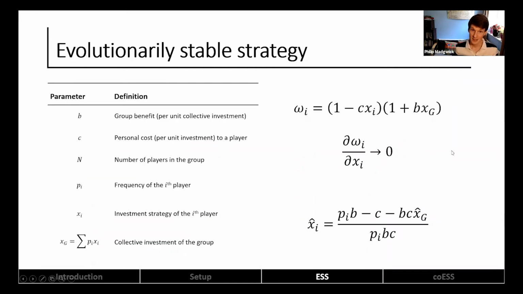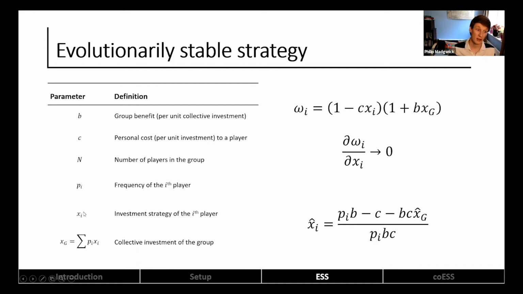And we use a very simple framework which considers all of the parameters we've just discussed. We have this group benefit, we have a personal cost to the player from their own strategy, and we have a certain number of players in the group. Here we suppose we'd be talking about alleles as our players, and these alleles are present at different frequencies within the group, and each individual allele has a particular strategy, and then the group level strategy is just the sum of an individual's frequency weighted strategy.